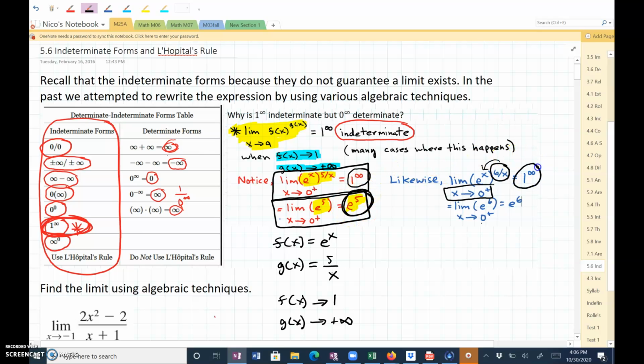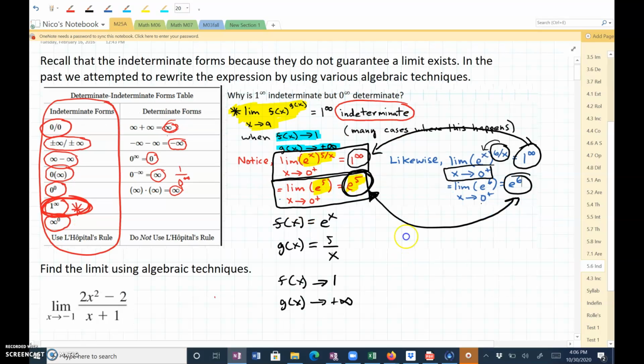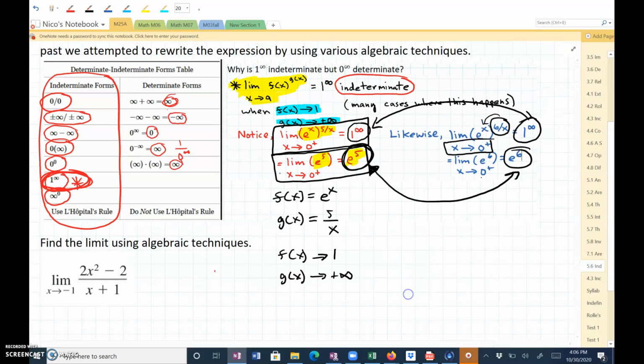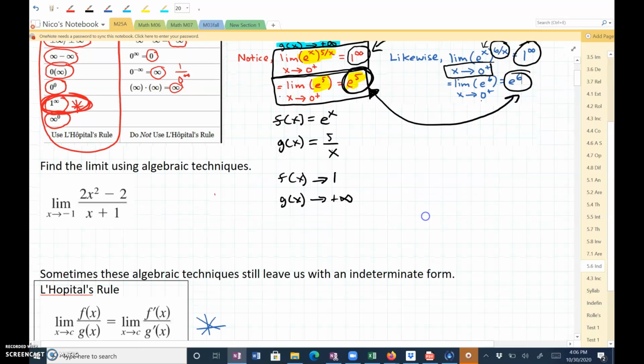Notice the forms are the same, but the answers are different. That's why it's indeterminate. Anytime you get this, you can't determine what the solution is because it changes depending on what the problem is. All right, so we're going to show you a technique to simplify these limits when you get the indeterminate form.